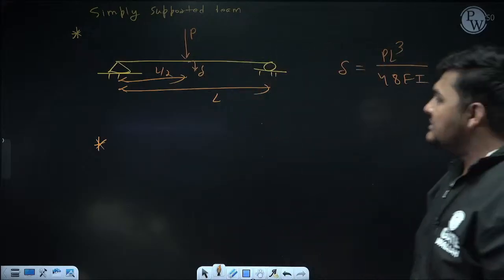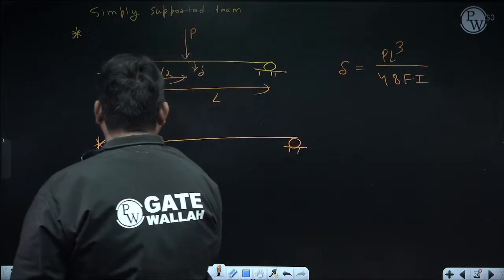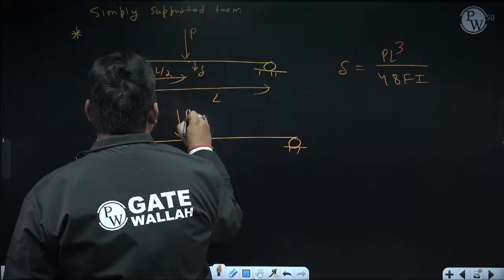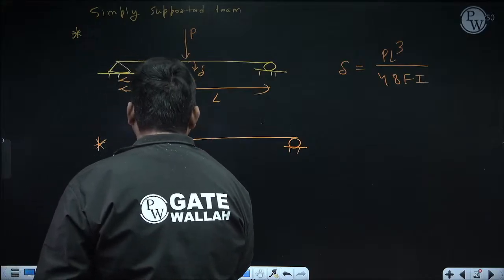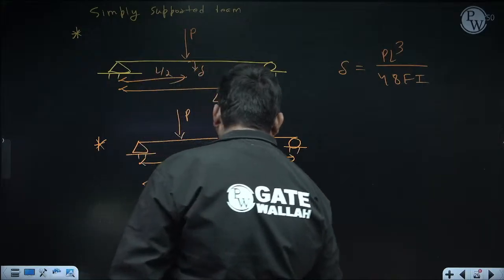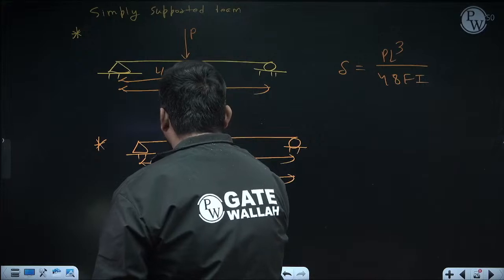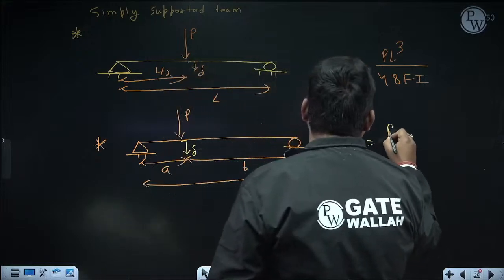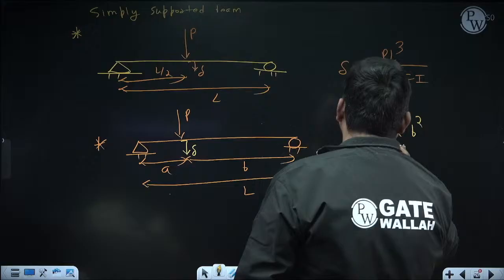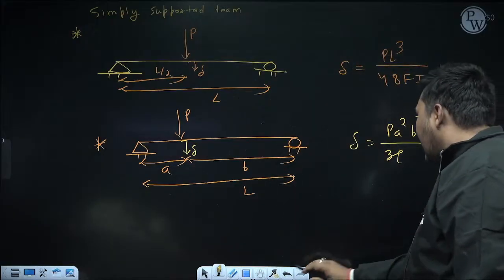Okay. Similarly, in a simply supported beam, if load P is not applied at the center, suppose its distance from one support is A and its distance from the other support is B, the total length of the beam is L. Then the formula to calculate deflection of the same point where load P is applied is P A square B square, remember like this, A square B square upon 3 EI L.